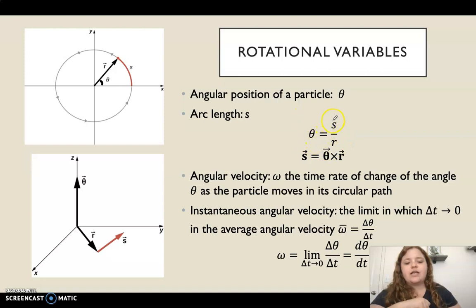Okay, and so we can relate all of these through this equation here. We have theta equals s over r, okay, and that is through some trigonometry. And then we also have s bar is equal to theta bar cross r bar. Okay, so this shows us that they are perpendicular to each other.